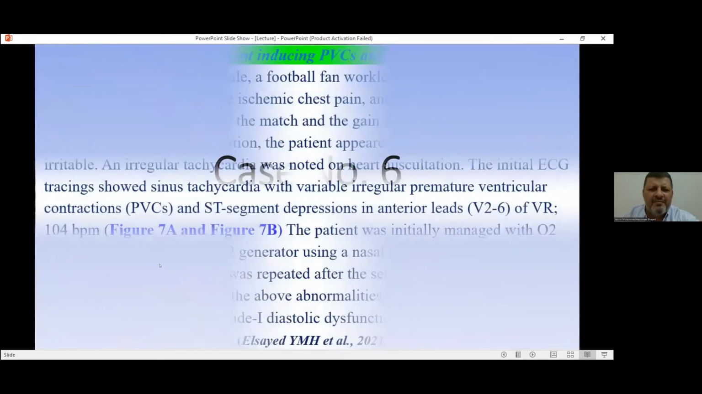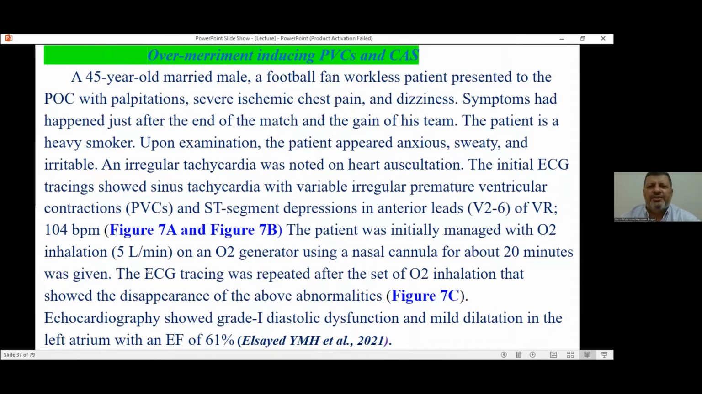Case number 6: offer remains inducing PVCs and coronary artery spasm in a 45-year-old married male football fan, workless. The patient presented to the physician outpatient with palpitations, severe ischemic chest pain, and dizziness. Symptoms happened just after the end of a match and the gain of his team. The patient is a heavy smoker. Upon examination, the patient appeared anxious, sweaty, and irritable. Irregular tachycardia was noted on heart examination.